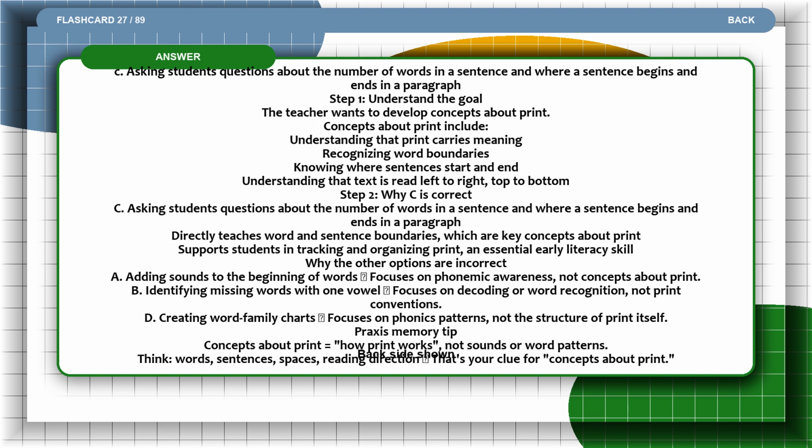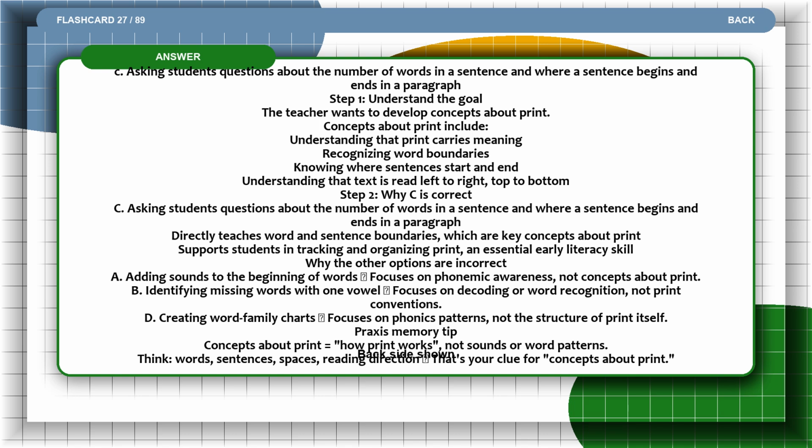Step 2. Why C is correct. C. Asking students questions about the number of words in a sentence and where a sentence begins and ends in a paragraph directly teaches word and sentence boundaries, which are key concepts about print. Supports students in tracking and organizing print, an essential early literacy skill.